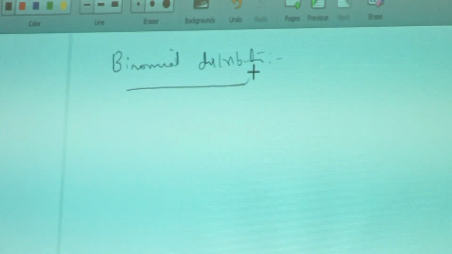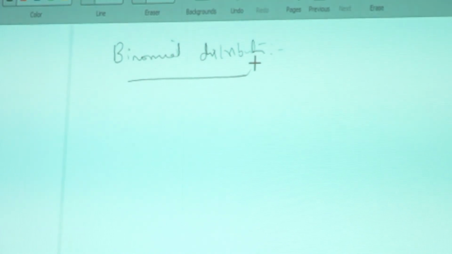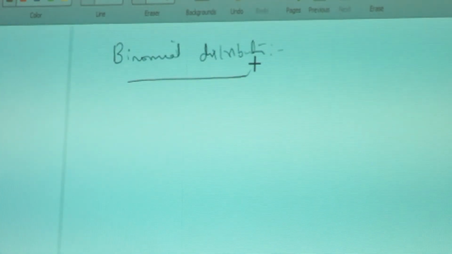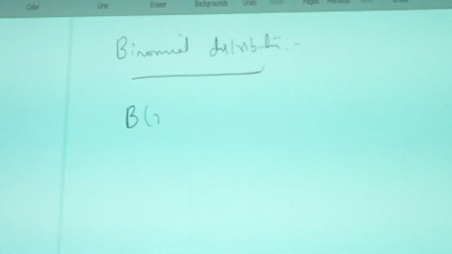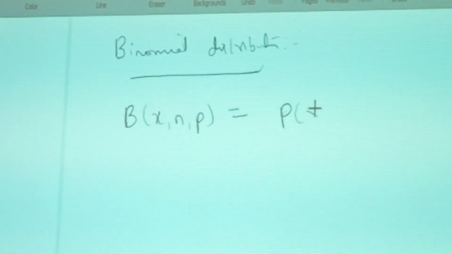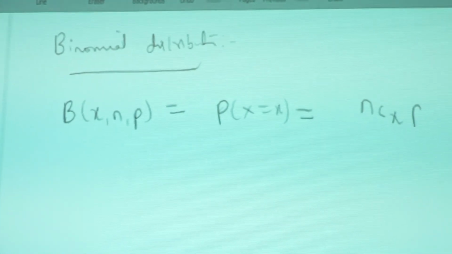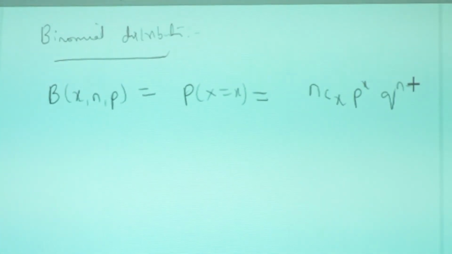So we'll do the problems. I'll start, and binomial and Poisson also I'll give. Then we can start all the problems at a time. Okay. So, binomial distribution. When we need to use this binomial distribution, we have some conditions. Binomial distribution: B of x comma n comma p is equal to P of X equal to x is equal to nCx p power x q power n minus x.